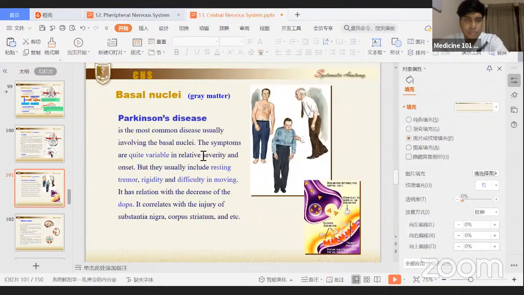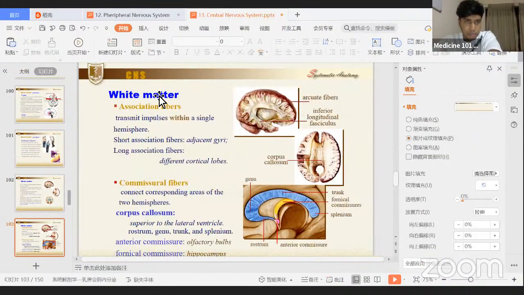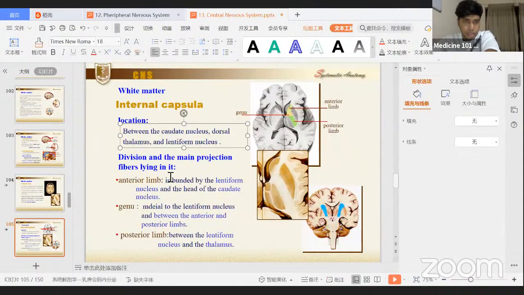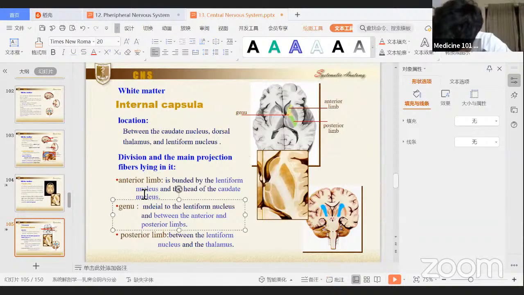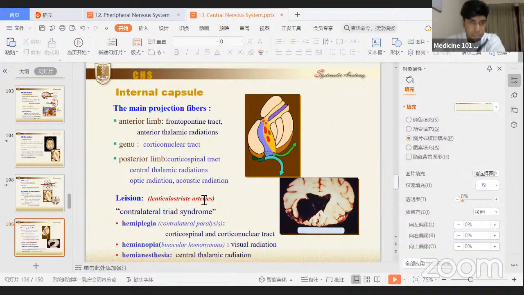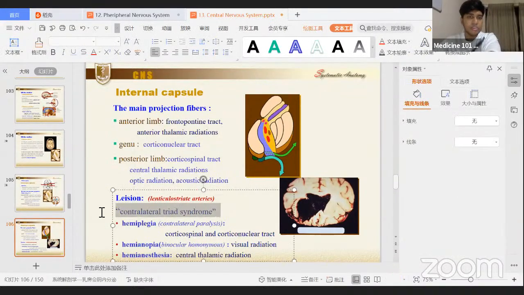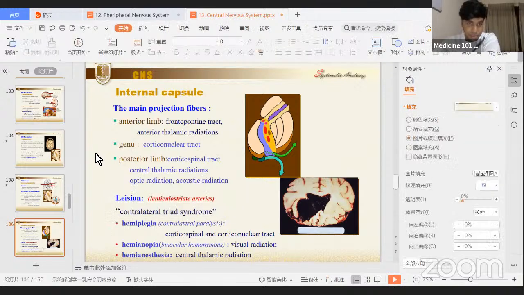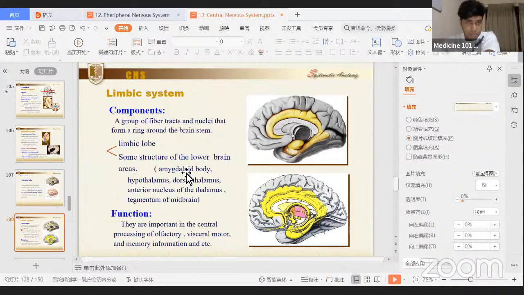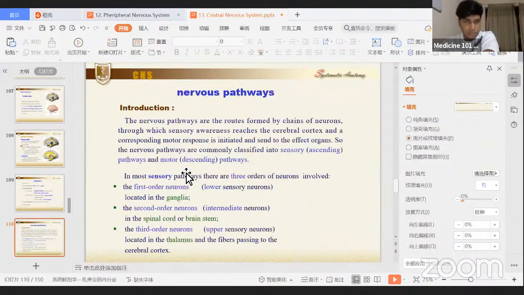Parkinson's disease is a disease of the basal nucleus. White matter. Internal capsule: anterior limb, genu, and posterior limb. I was correct, I assume. Yeah, I was correct. Lentiform striate nucleus, the contralateral triad syndrome. This is anatomy. So understand the importance of what was done, and try to understand, not memorize stuff.